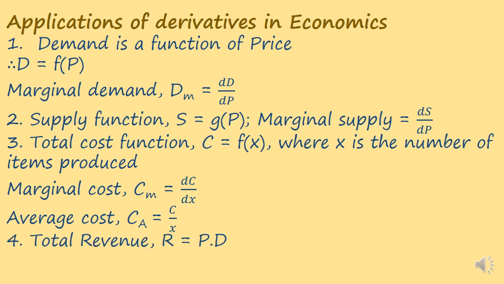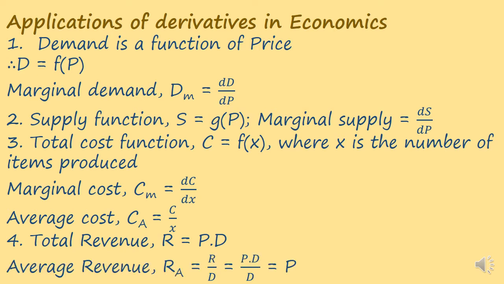Total revenue, R = P × D, where P is the price for one item and D is the demand. So here average revenue is given as R upon D. RA is given as R upon D. Now R is nothing but P into D. So P into D by D gives us P. So average revenue is same as the price for one item.